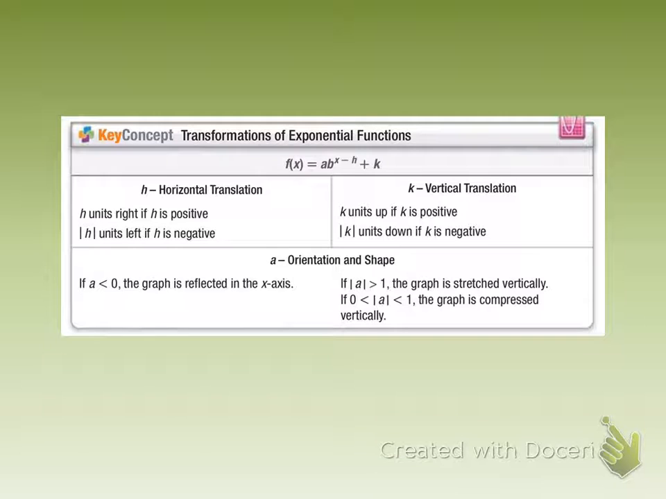Okay, this is the good old transformation slide. It tells you how it moves and things. Most of it's true, most of it's staying true. The K on the outside does your vertical shifting up and down. The A in the front does your stretching, compressing.